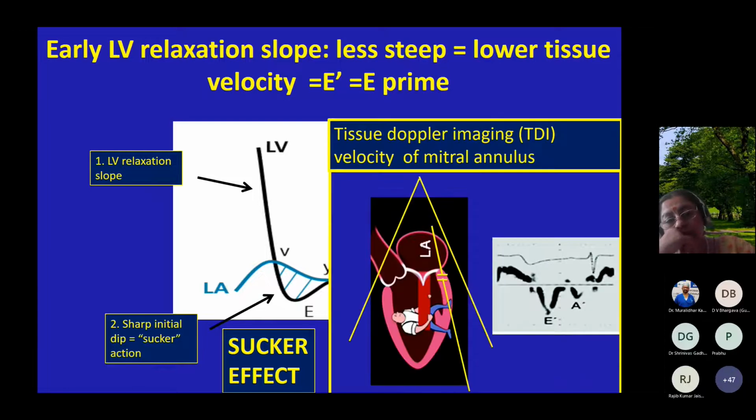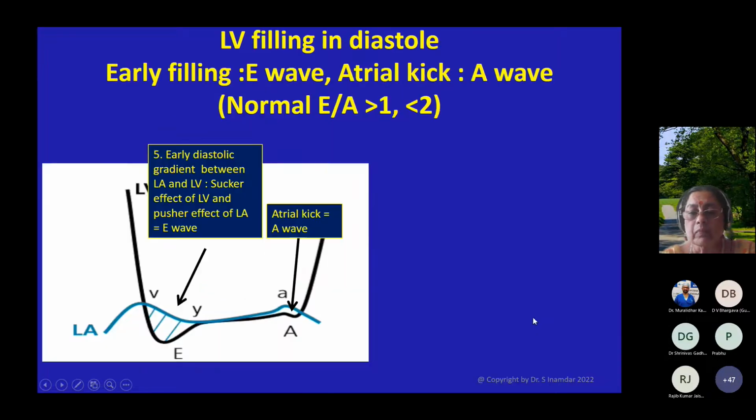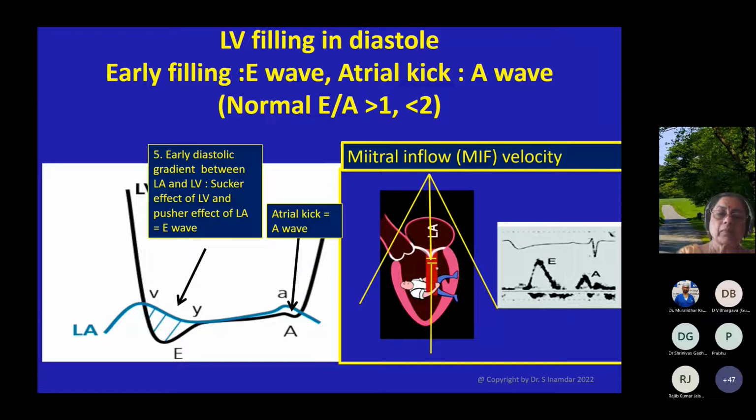So this is the early relaxation. And what do we measure at tissue level? This is a tissue characteristic, isn't it? So we measure by tissue Doppler E prime. That is the concept one has to understand, that we are measuring tissue velocity at the septum as well as at the lateral wall of the mitral annulus, and it is causing E prime and A prime. And normally E prime is obviously more than A prime.